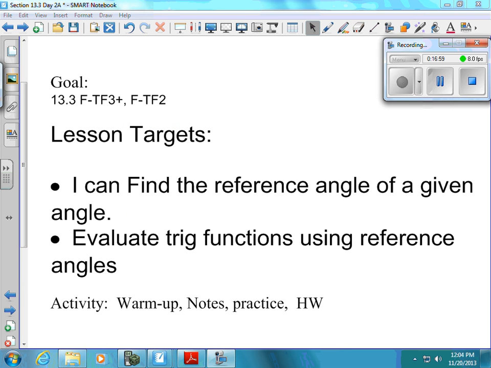So that's our lesson for today. I think we addressed our targets. I think we found reference angles of a given angle, both in degrees and radians, and we evaluated trig functions using reference angles. If the reference angles happen to be 45, 30, or 60 degree angles, the reference angles are going to be very useful.